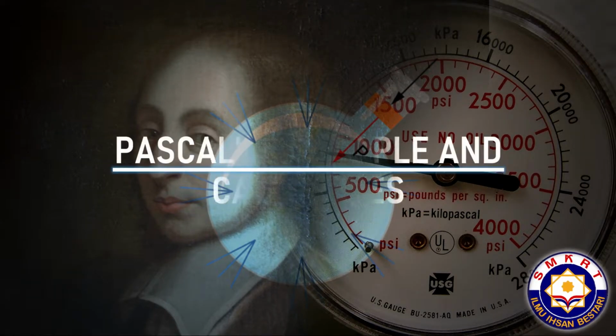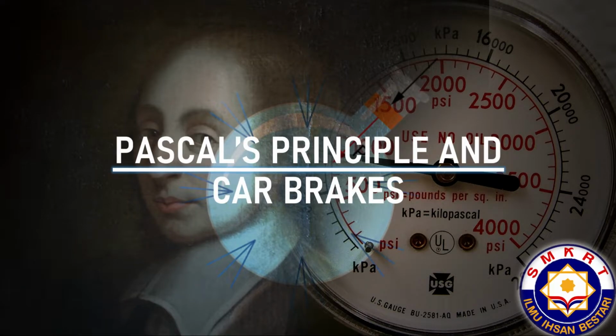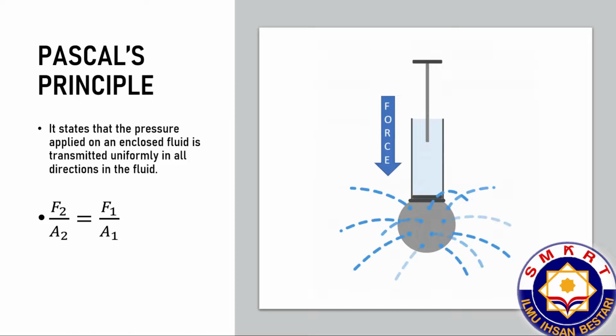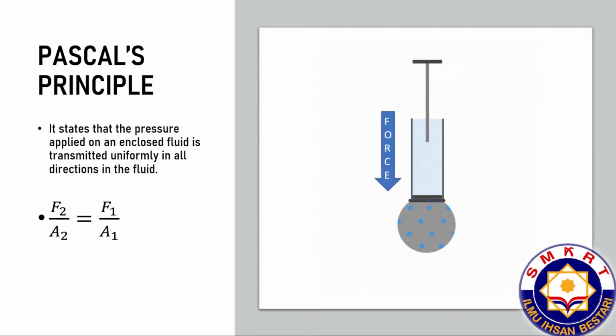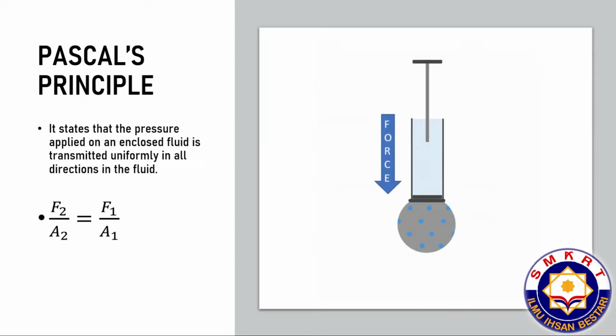Greetings everyone. Today I will be explaining the workings of a car brake by relating it to Pascal's principle. So, what does the principle say? It states that the pressure applied on an enclosed fluid is transmitted uniformly in all directions in the fluid. In simpler terms, the input pressure is equal to the output pressure.